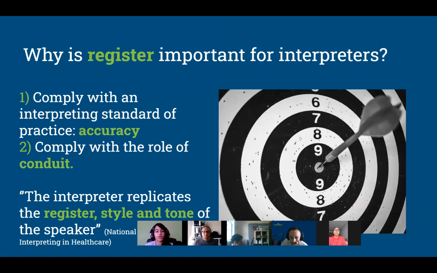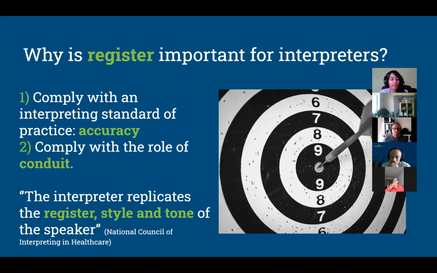And why is register important for interpreters? One of our standards of practice is accuracy. Accuracy is being able to convey all that the speaker says without omitting, adding, embellishing, editing, or changing anything about the message. It has to be just as it is, completely transparent. Part of the accuracy is that the interpreter replicates the register, style, and tone of the speaker. This is according to the National Council on Interpreting in Healthcare. This is one of the standards that all interpreters must abide by.